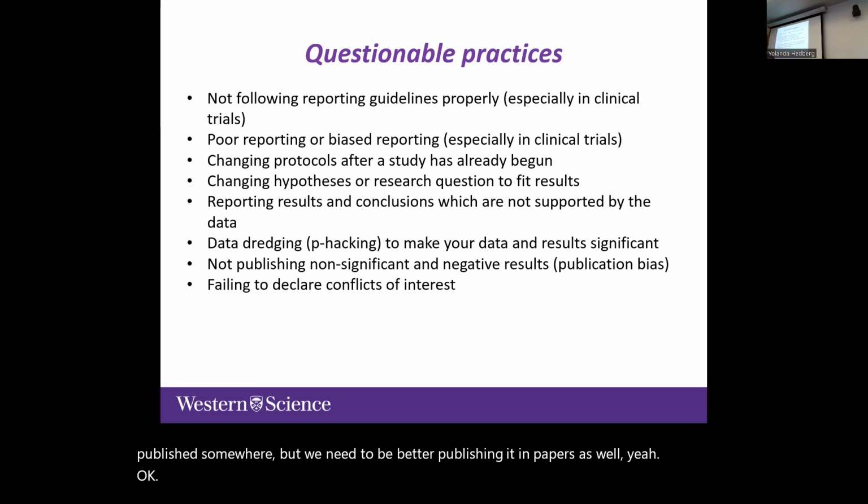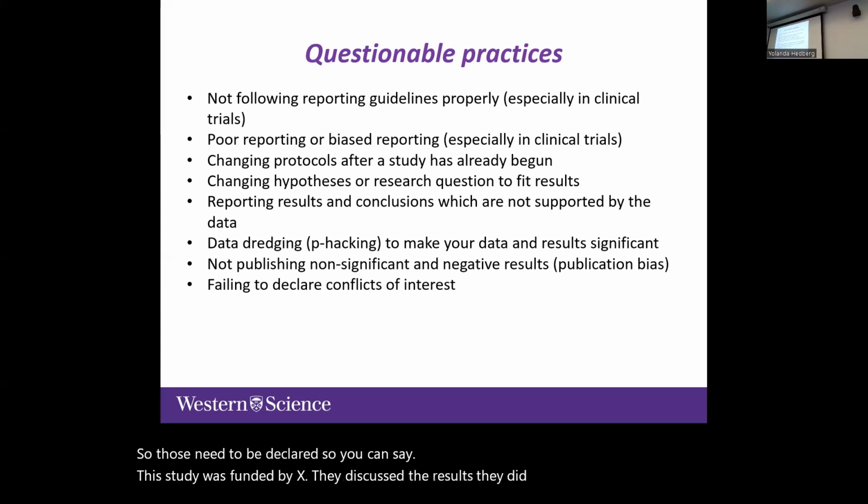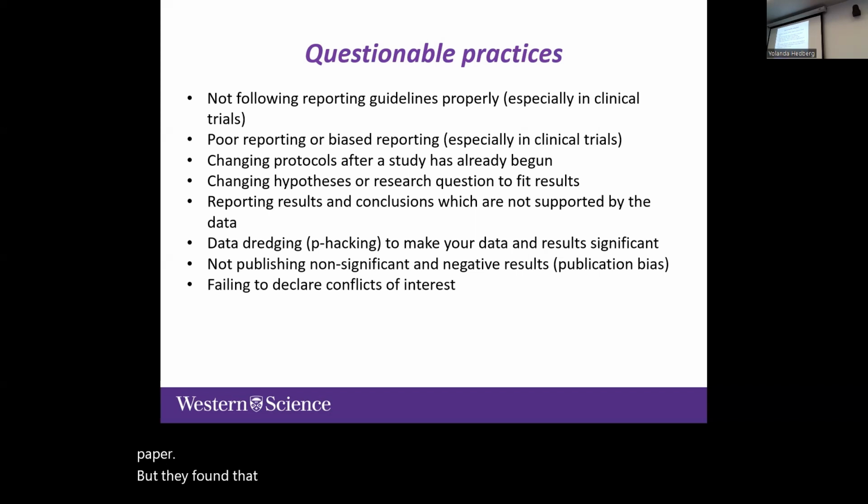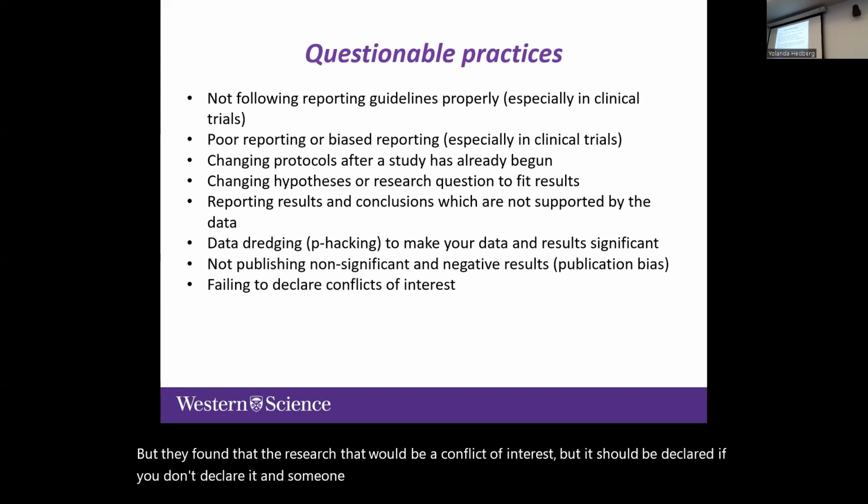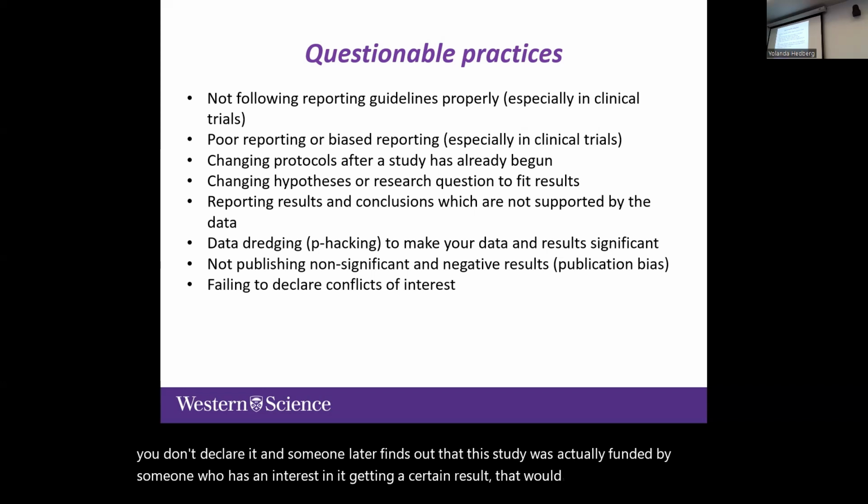Conflicts of interest. Which conflicts of interest do you need to report in your project? Do you have industry funders? Those need to be declared. So you can say, this study was funded by X. They discussed the results. They did not directly influence this paper, but they funded the research. That would be a conflict of interest, but it should be declared. If you don't declare it and someone later finds out that this study was actually funded by someone who has an interest in it getting a certain result, that would be a research ethical breach.